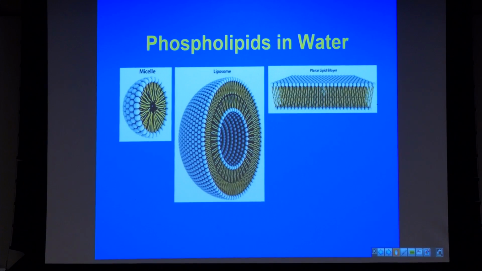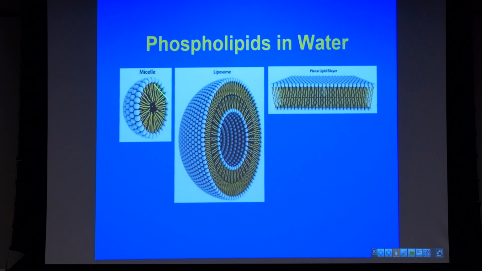And this is where we're headed. This is a pretty picture. Up here is a micelle, this is a liposome, and this is a planar bilayer. So we'll start out with a micelle with all the tails facing inward and the phosphate head groups pointing outward.